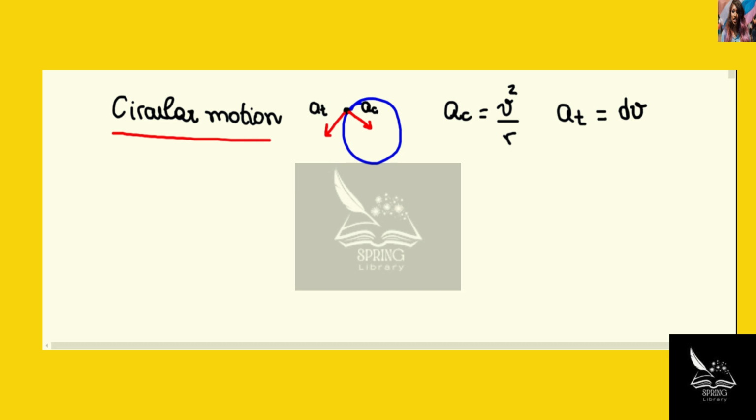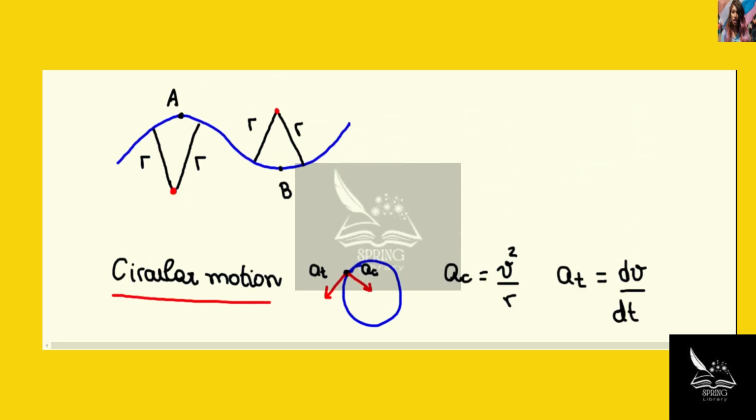The tangential acceleration, on the other hand, accounts for the change in speed and is equal to the derivative of the speed with respect to time. Okay, so now we can go on to the exercise.